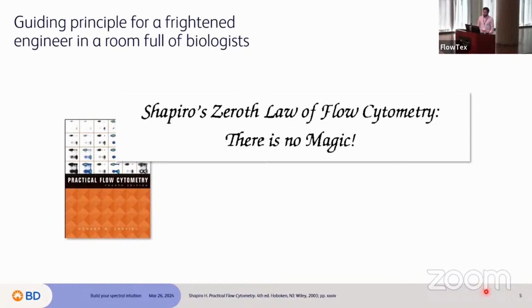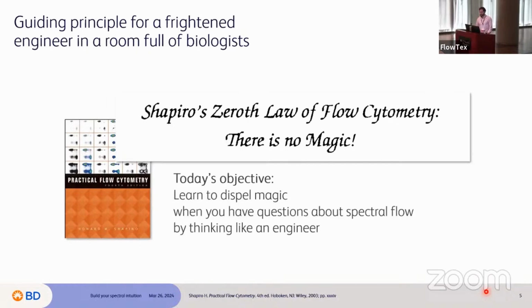But when I first got into flow, a really helpful text and source for me was Howard Shapiro's book, Practical Flow Cytometry, which many of you, I'm sure, have seen on your core manager shelf or have maybe even looked at yourself. At the very start of the book, Howard presents his laws of cytometry. And the 0th law, which comes before even the first one, is that there is no magic. In other words, everything happening in your experiment, in your instrument, in your software, there is a physical reason for why that is happening. You may never learn what that reason is, but you can trust at least that there is a reason that everything is happening and that everything is the way it is.